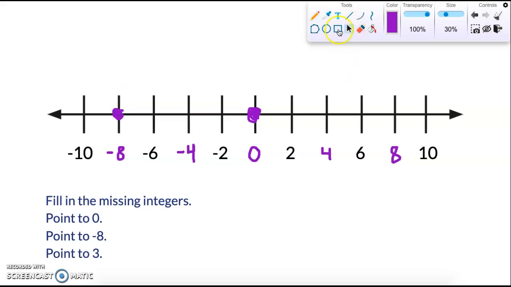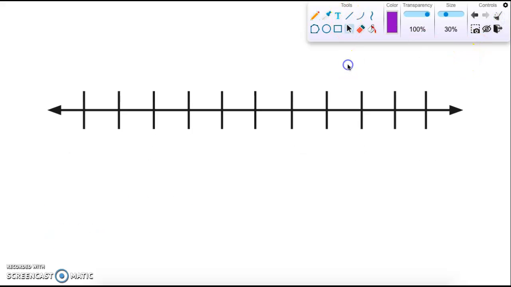And point to 3. Again, 3 isn't actually labeled, but 3 we know is right in between 2 and 4. So 3 would be right here on our number line. All right, I believe this is our last one.